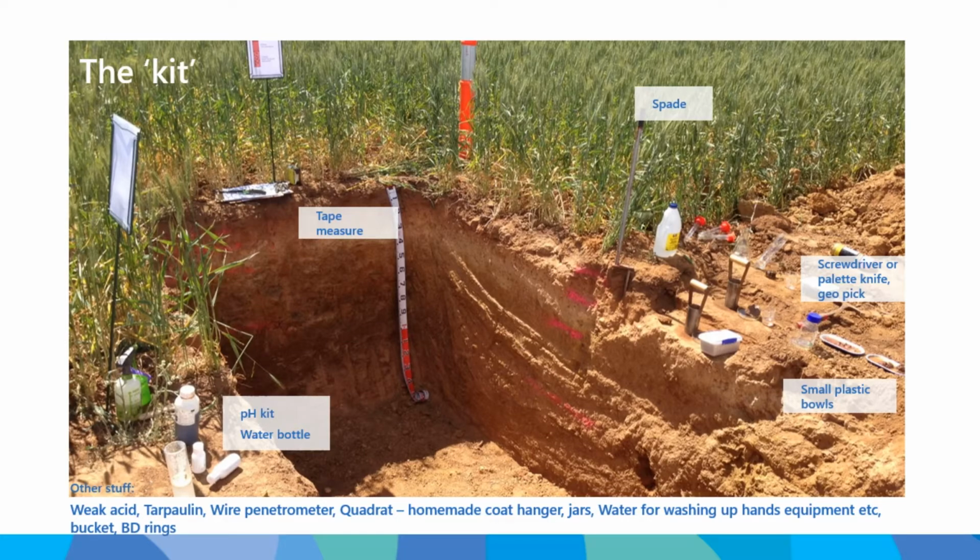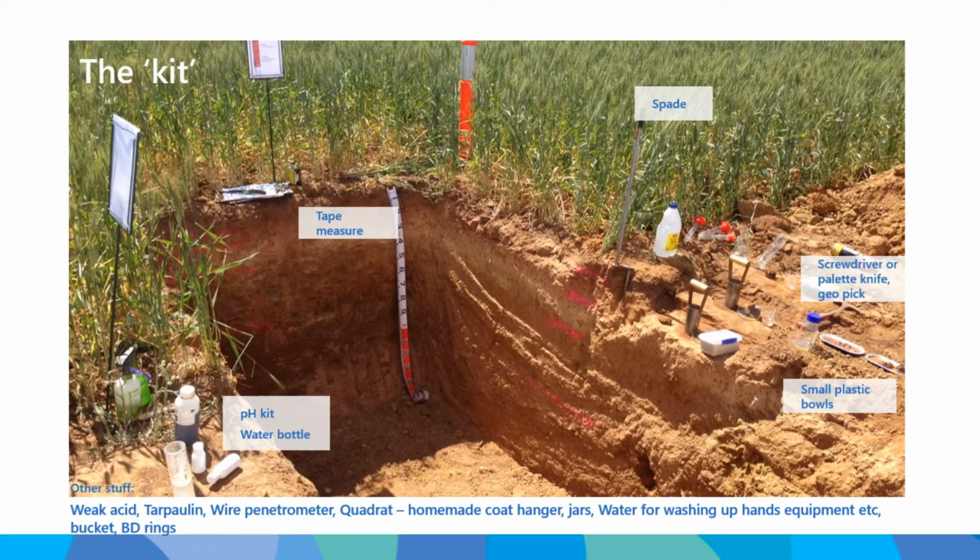You may also like a weak acid. So if you think that you might have some free lime and you want to test that, because the acid will fizz, then a weak acid. A tarpaulin to put extra bits and pieces. So you might have gathered some soil from somewhere a bit further away from this soil pit, and you can put that on a tarpaulin, or some plants with their roots so you can see how long the roots are, all that sort of thing that's useful to have.